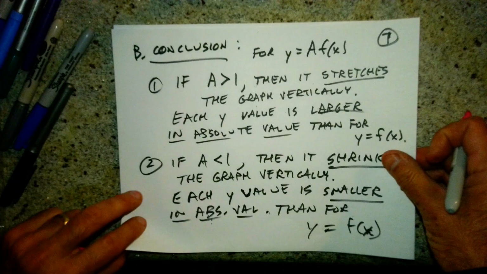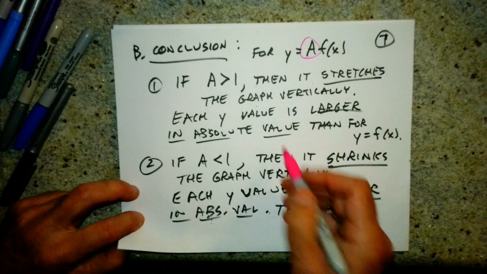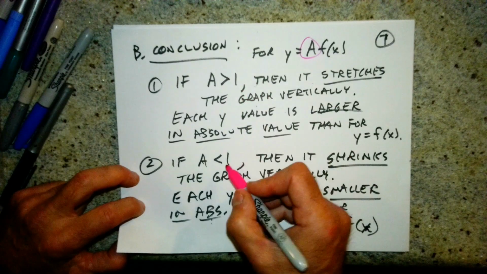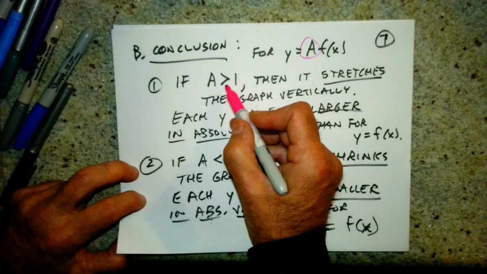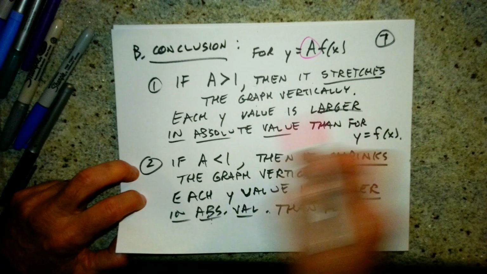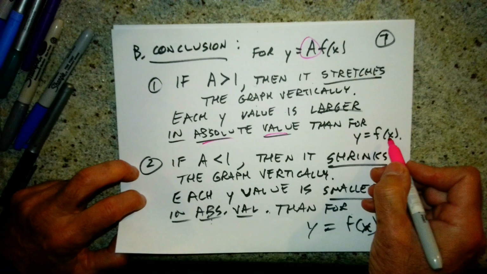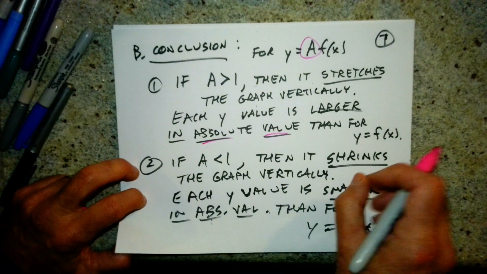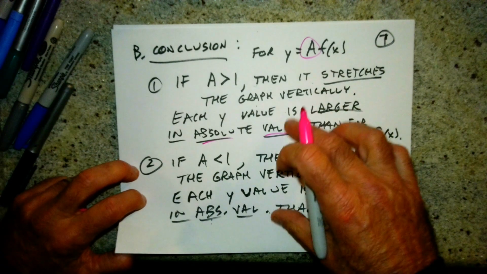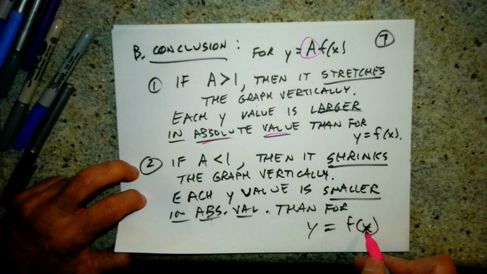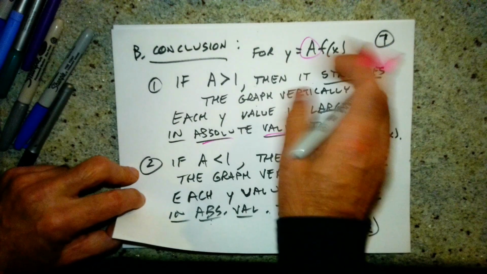So here's the conclusion. If you multiply by a coefficient, two cases to think about. Is the coefficient bigger than 1 or smaller than 1 in absolute value? So if the coefficient is bigger than 1, then it stretches the graph vertically. Each y value is larger in absolute value than for y equals f of x, the original graph. And if a is smaller than 1, we call that a shrink, not a stretch. Also, it shrinks the graph vertically. Each y value is smaller in absolute value than it would have been for the original graph. We're ignoring the positive or negative sign because we dealt with that in the first part of the video.